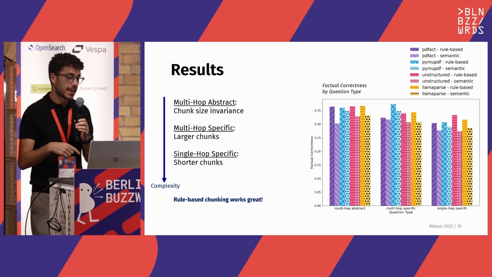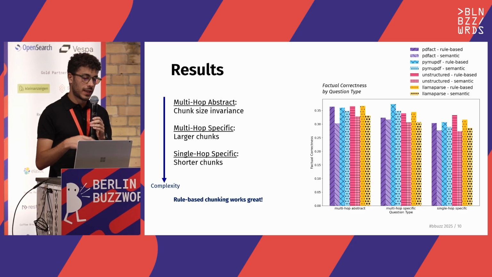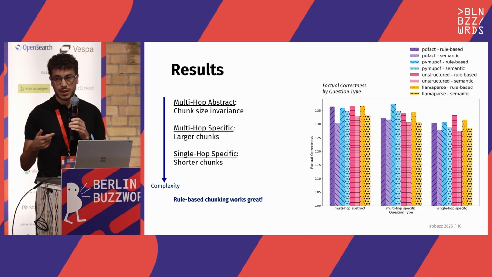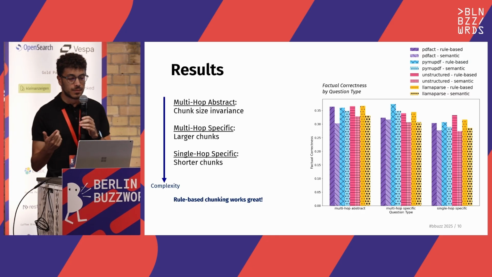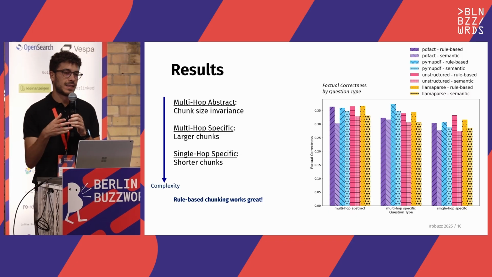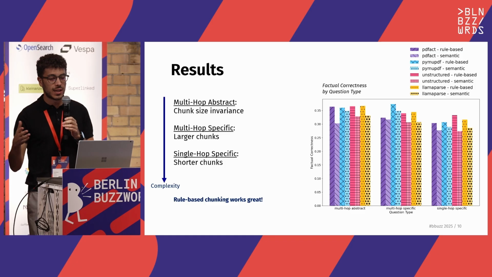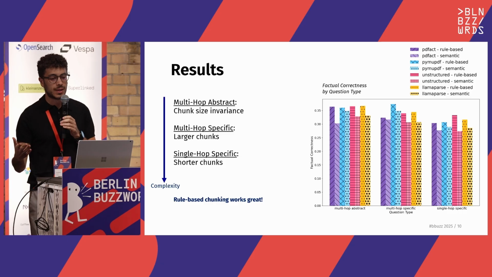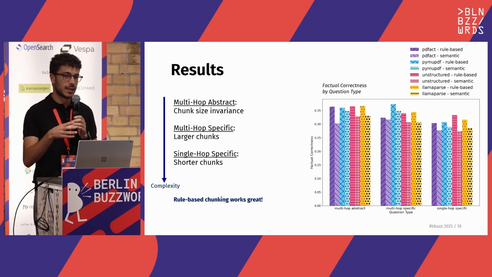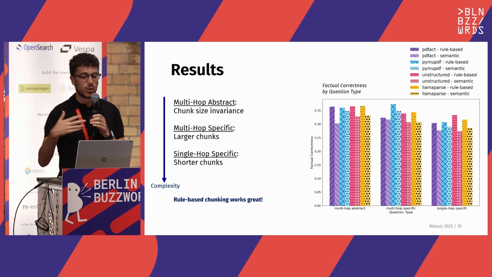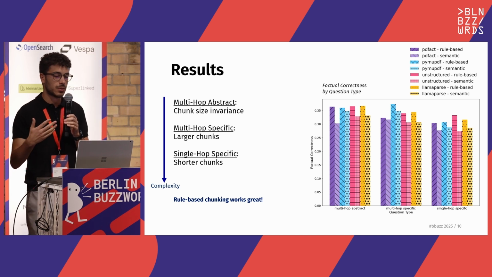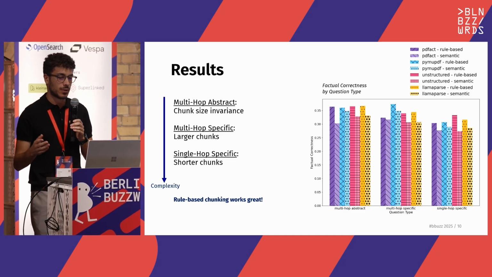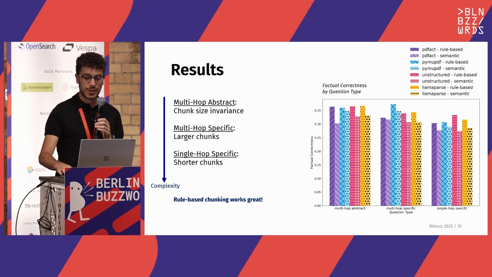And on the other side, when using single-hop specific questions, we saw that there is a slightly improving performance with shorter chunks because it helps having just the right amount of information. And in general, we saw that rule-based chunking in our settings almost always outperforms the semantic one. By playing a little with all the parameters of semantic chunking, we could probably improve the performance a bit, but we took the two methods out of the box in their default settings, just for a first comparison.